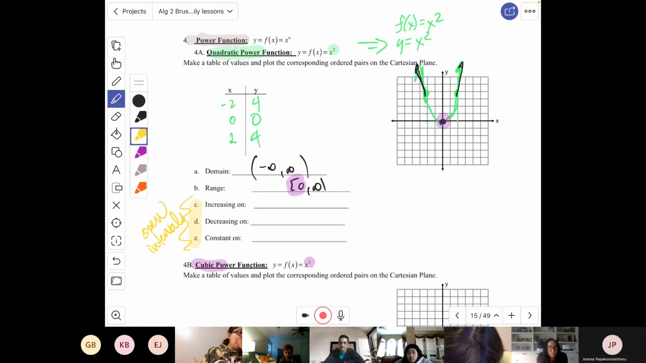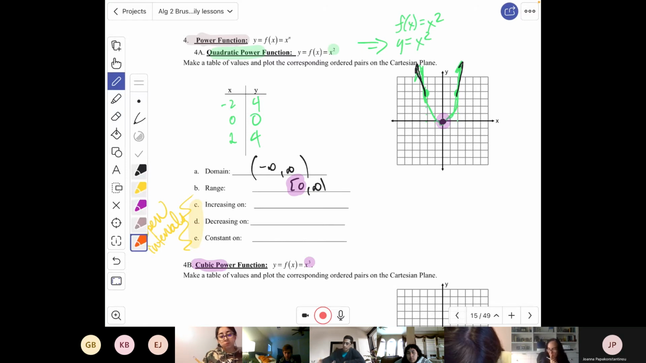Does that help? Okay. Where is this function increasing? Can anybody tell me where this function is increasing?